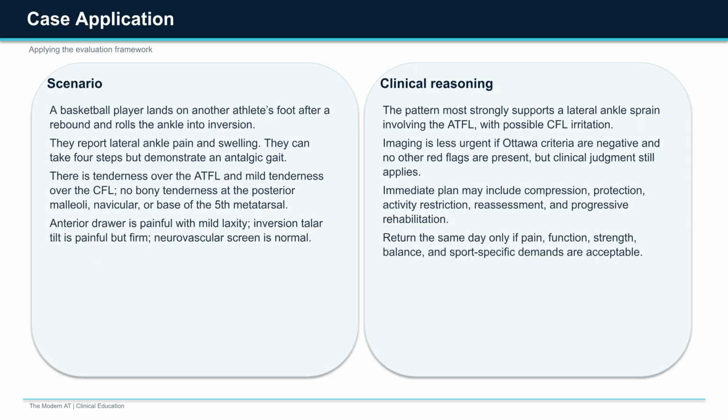In this case, the athlete lands on another player's foot and rolls into inversion. Lateral ankle pain and swelling, ATFL tenderness, mild CFL tenderness, painful anterior drawer with mild laxity, painful but firm talar tilt, normal neurovascular screen, and no Ottawa bony tenderness most strongly suggest a lateral ankle sprain involving ATFL with possible CFL irritation. Imaging is less urgent if Ottawa criteria are negative and no other red flags appear, but reassessment matters. Early care includes compression, protection, activity restriction, and progressive rehab.